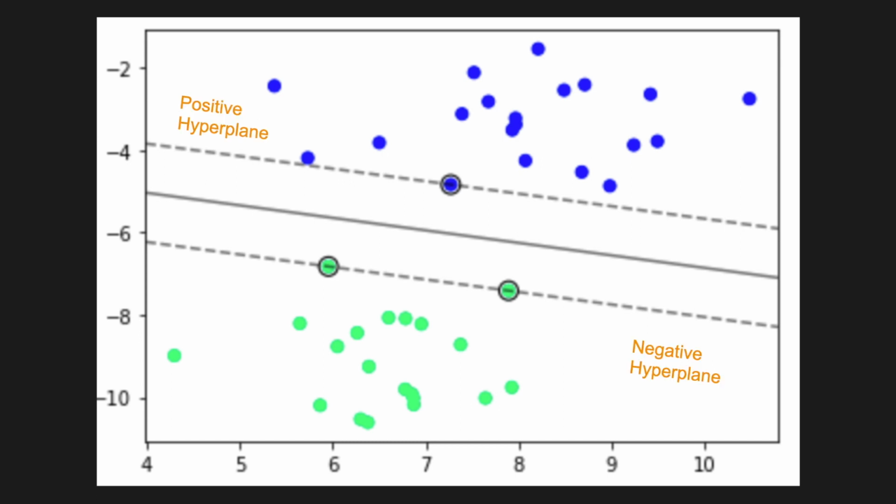Now, the upper zone can also be called the positive hyperplane. The lower zone can also be called the negative hyperplane. So the positive and negative can be relative. You can call it upper hyperplane, lower hyperplane, or you can call it hyperplane 1, hyperplane 2. So that's up to you. It depends on what scale you look at it. It's not necessarily positive and negative. But what that means is anything above the hyperplane is supposed to be blue. Anything below the hyperplane is supposed to be green.